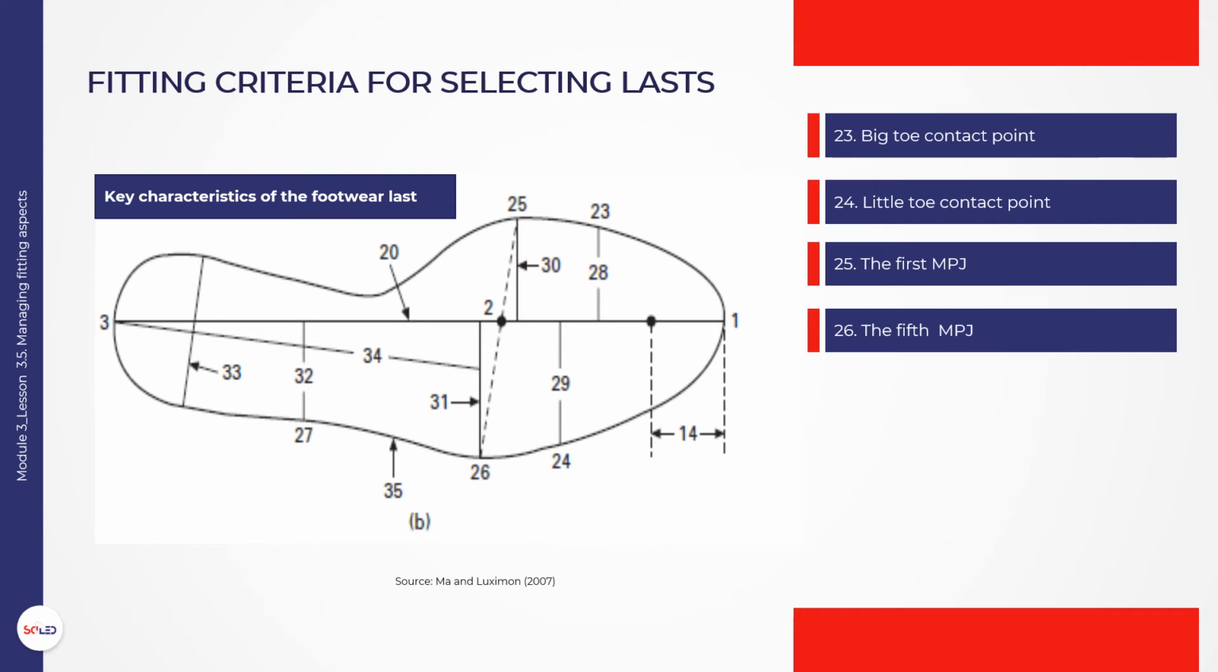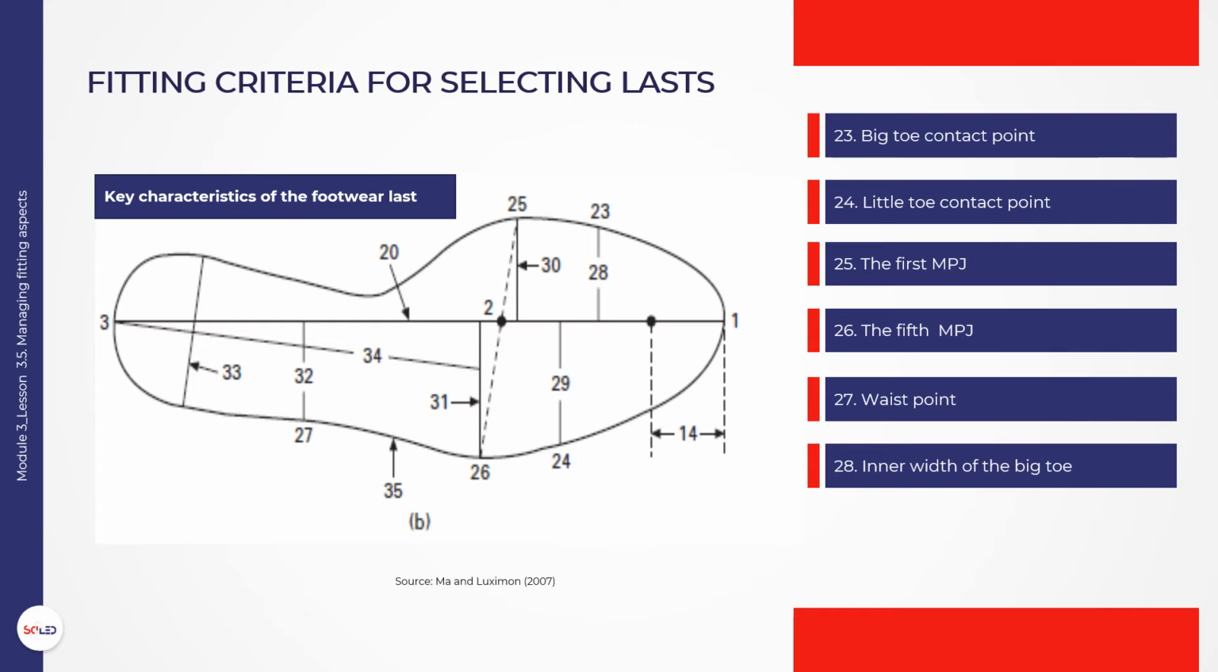26. The fifth metatarsal phalange joint, MPJ. Corresponds to the fifth metatarsal phalange joint of the foot. 27. Waist point corresponds to the salient of the lateral base of the fifth metatarsal. 28. Inner width of the big toe. The width between the big toe contact point 23 and the longitudinal axis of the shoe last bottom.